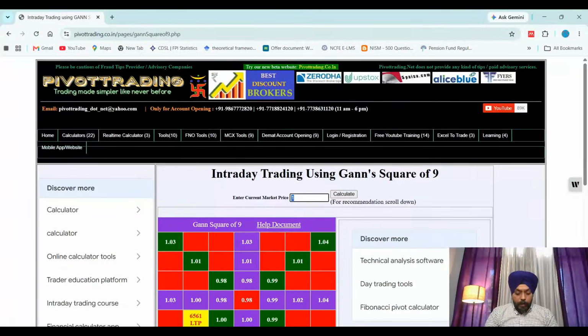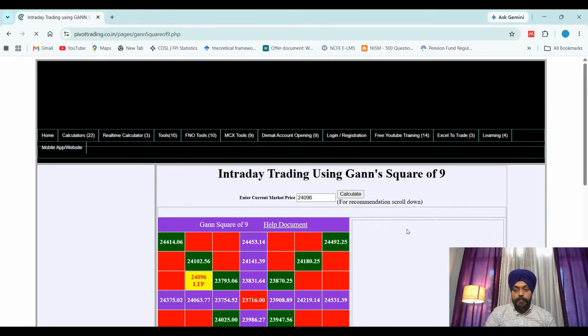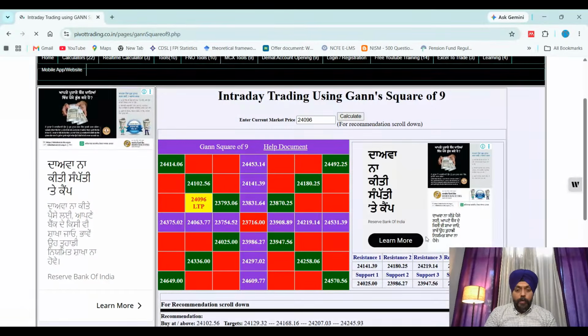So I will type this value here, 24096, and click on calculate. And you can find कि मेरे पास इसका R1 आ गया है on the higher side, ऊपर की तरफ 24141 और जो support 1 है that is 24025. Next support is 23986. Now let's enter all these values. इसको हम यहाँ Google dashboard पे अपडेट करके इसको यहाँ से हम conclude करते हैं.